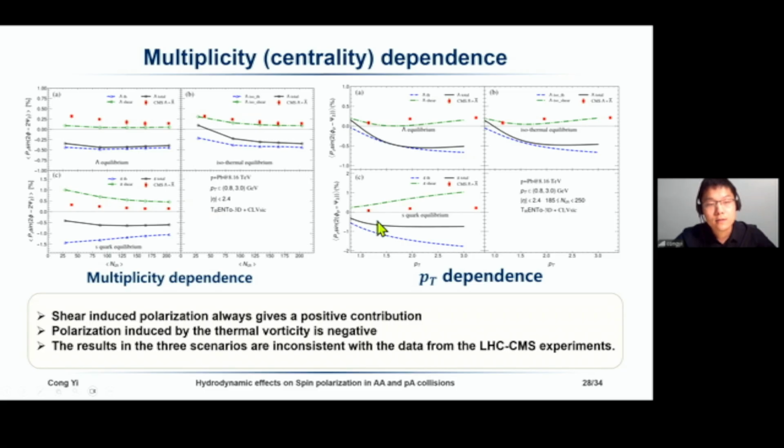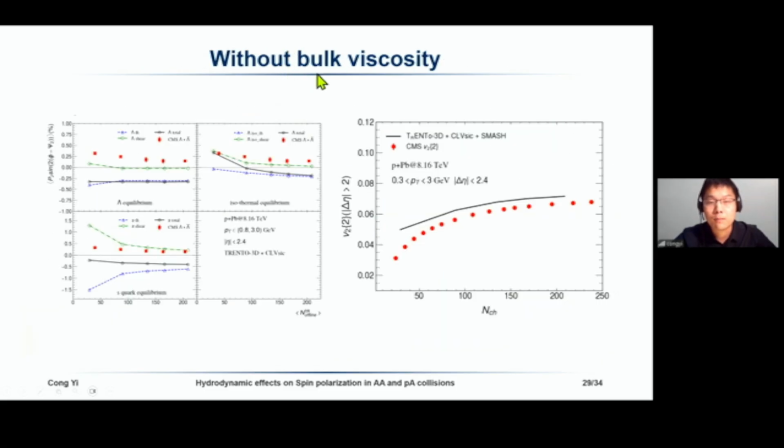To test the influence of the bulk viscosity, we further turn it off to calculate the spin polarization. Here are our numerical results without the bulk viscosity. We can find it also cannot explain the experimental data.